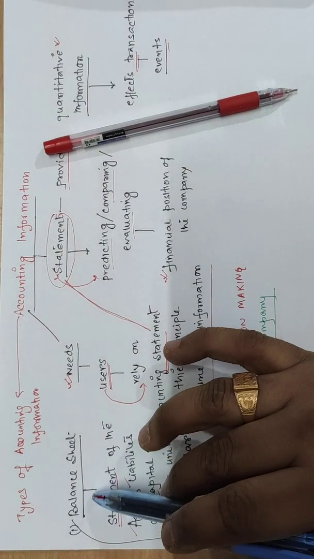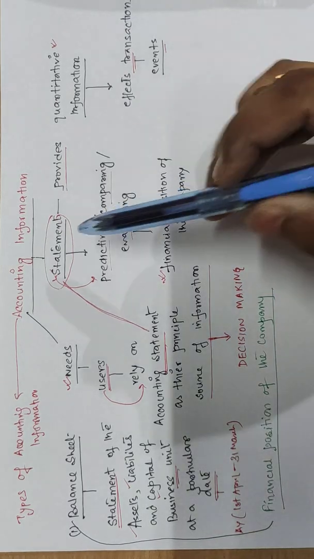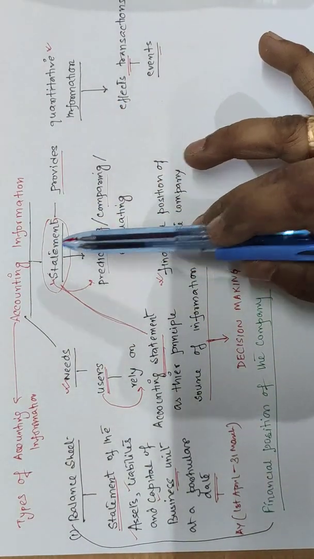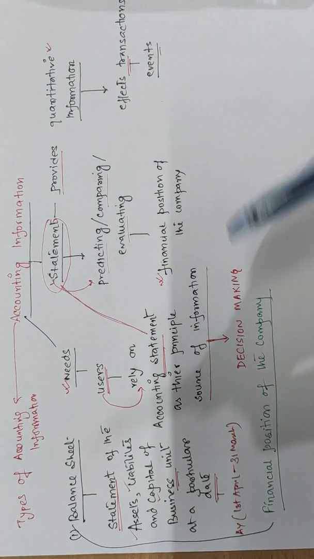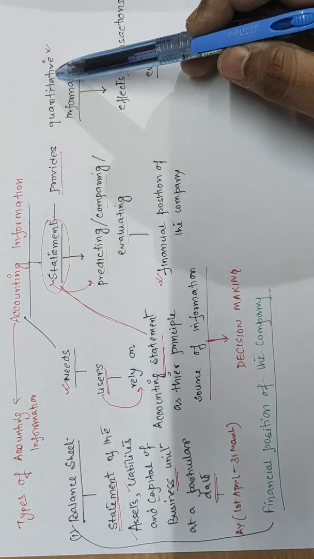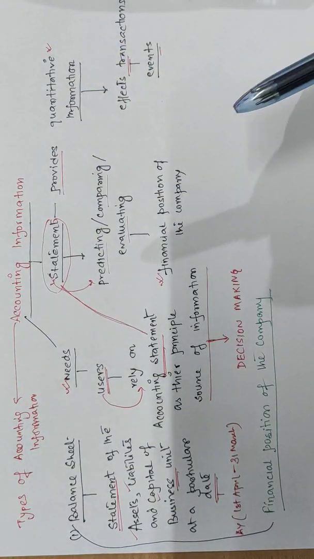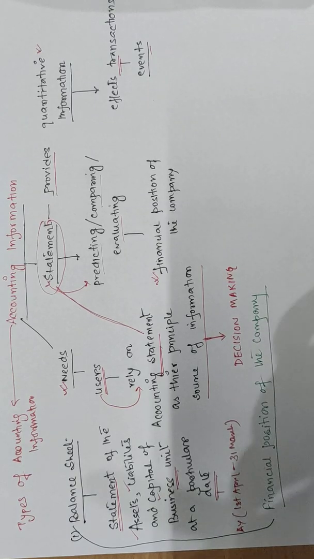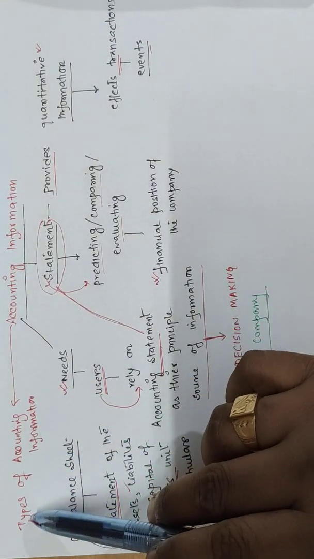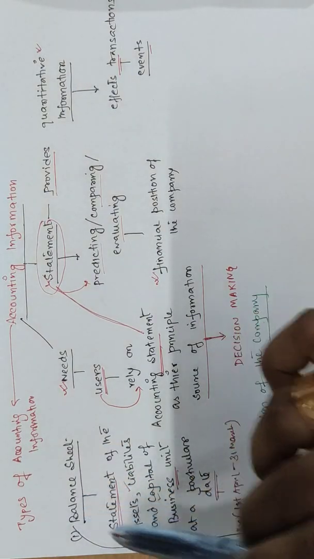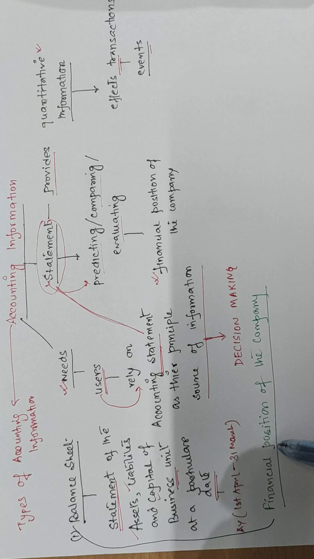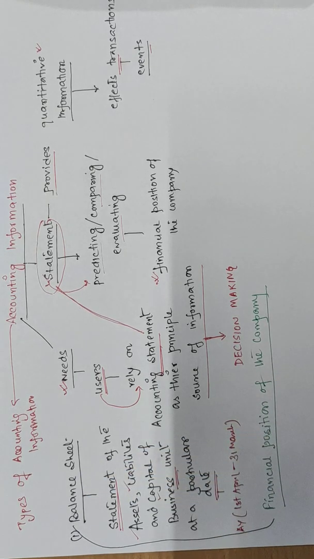So first we got the balance sheet. As a small recap, accounting information is a statement that helps in predicting, comparing and evaluating the financial position of the company, and it is a statement because it provides qualitative information about the effect of transactions and events. The balance sheet also tells us about the financial position of the company.